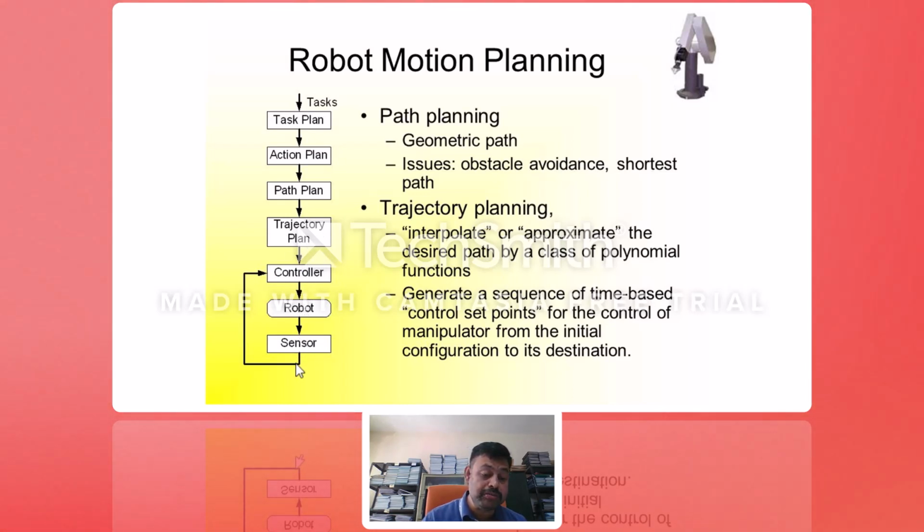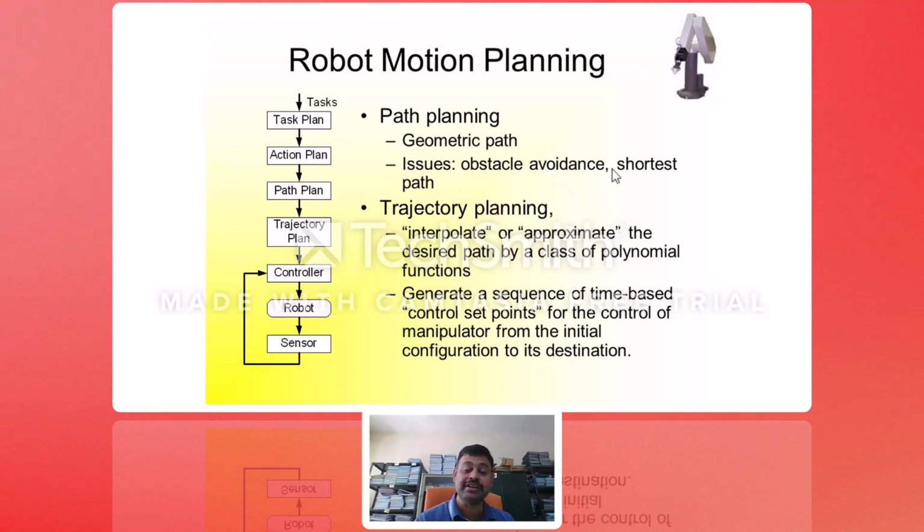The robot will make contact with the environment and take feedback. If any change is required, that comes to the controller again. The controller will revise the trajectory plan and give an input to the robot. The robot will perform. In general, path planning is completely geometrical. It is about obstacle avoidance and the shortest path. So this is our major goal, right?